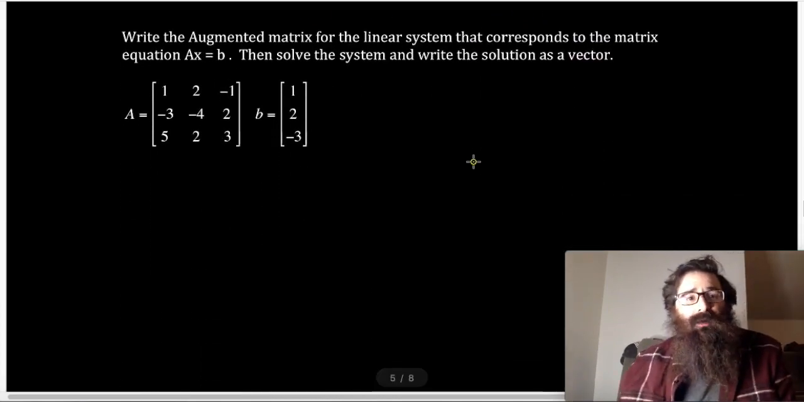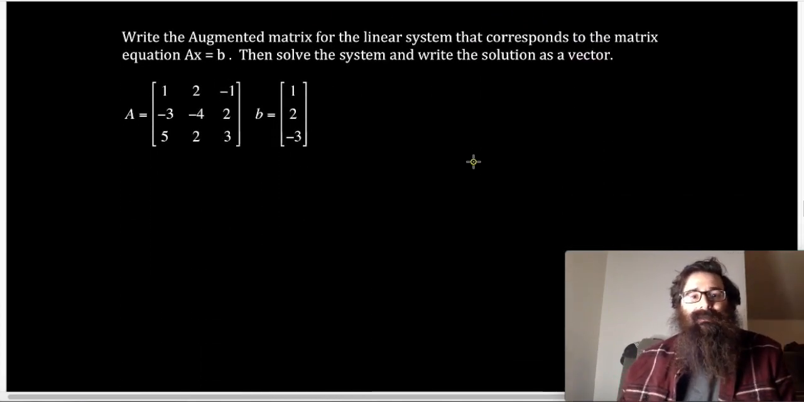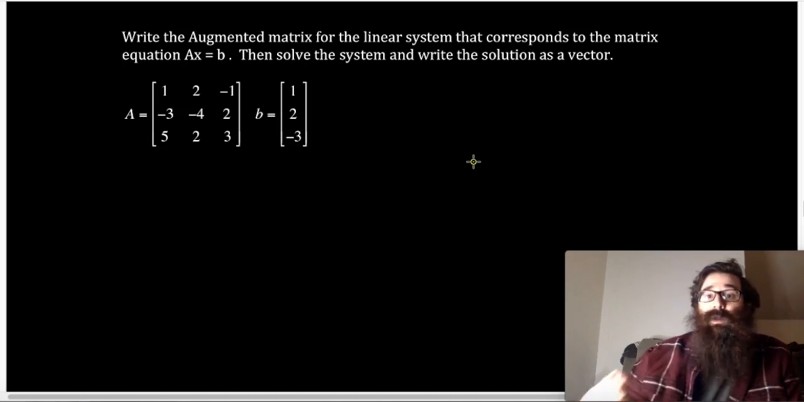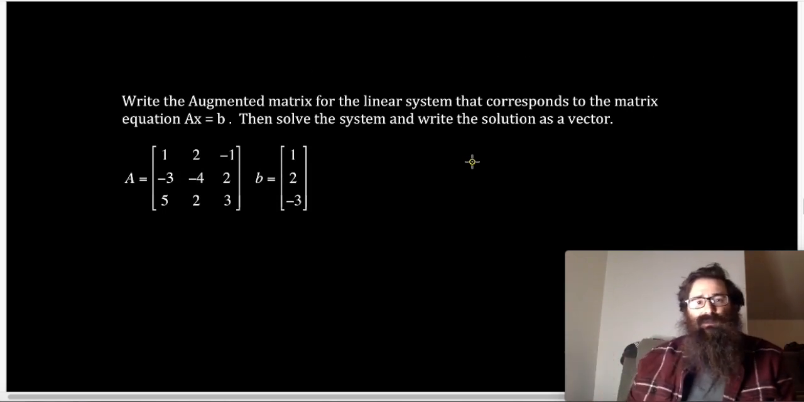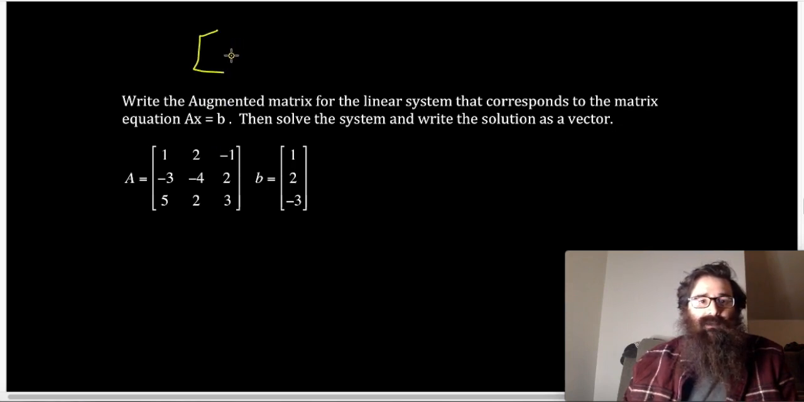Let's take a look at a little bit more. So now we want to write the augmented matrix for the linear system that corresponds to the matrix equation Ax equals b, and then solve the system and write the solution that we get as a vector. So right away, I'm going to remind what we said at the beginning. If I want to talk about this system Ax equals b, it's really just the augmented matrix where I have matrix A and then augmented with vector b.